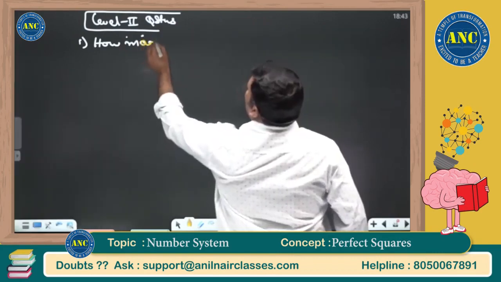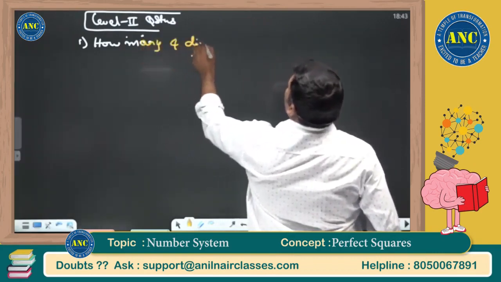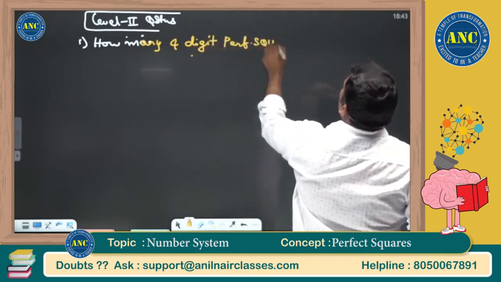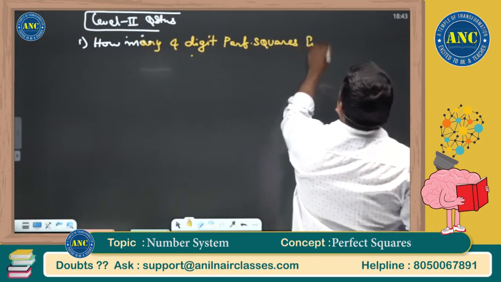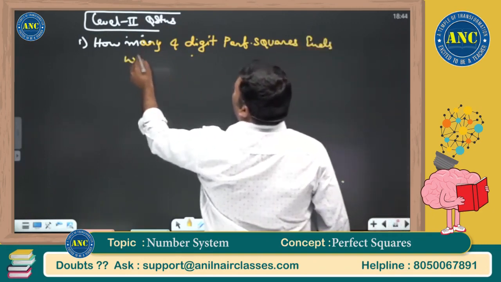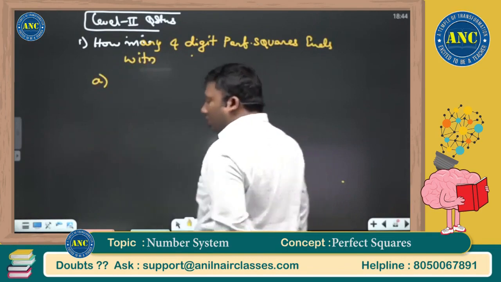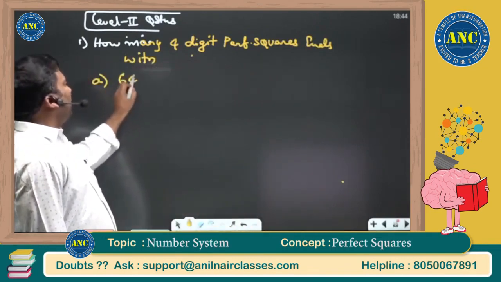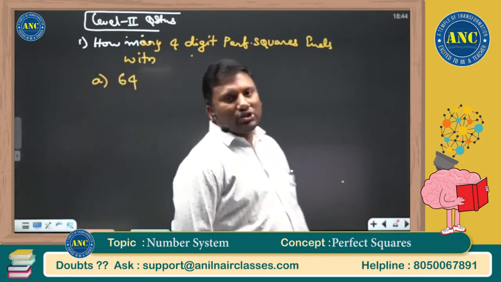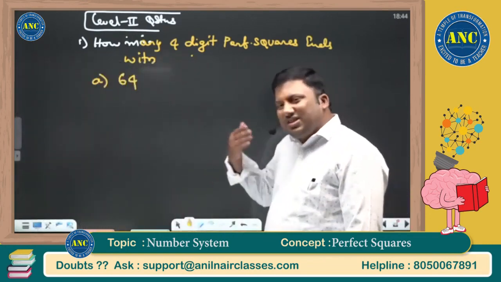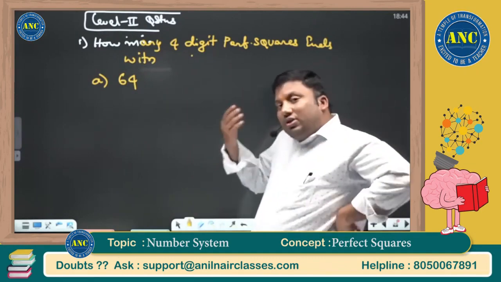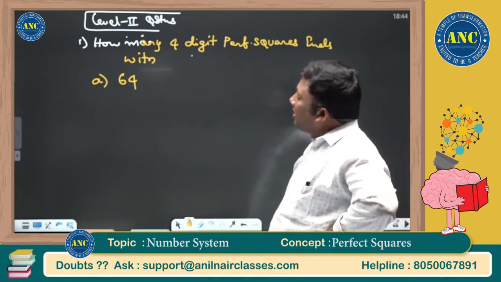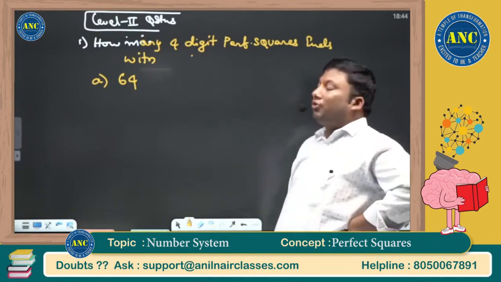How many 4-digit perfect squares end with 64? We just discussed a case where the last 2 digits are not of the form 4k or 4k plus 1. Let us do this case. 64 is 4 into 16.